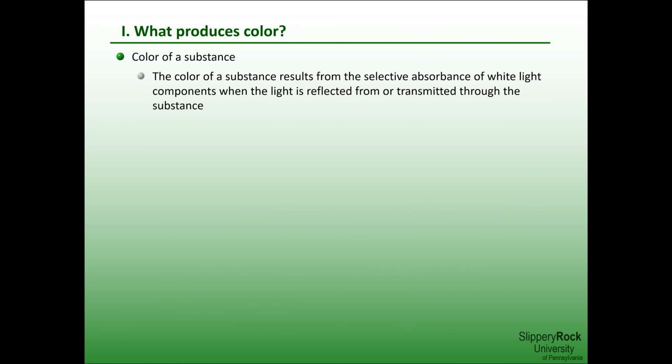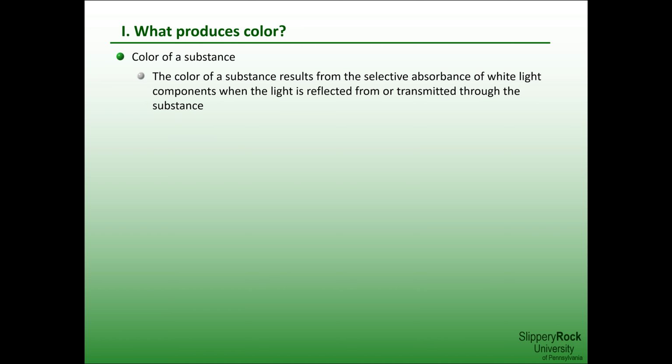The color that we see from any object, whether it's a red apple, a green leaf, or a glass of orange juice, depends on how that object interacts with white light. White light, like sunlight or light from a bulb, is made up of all the colors of the visible spectrum, from violet through blue, green, yellow, and red.